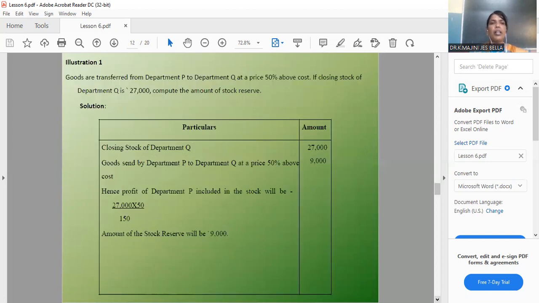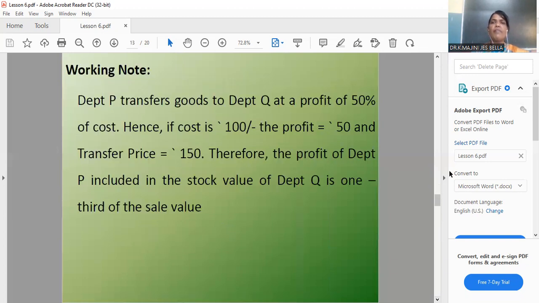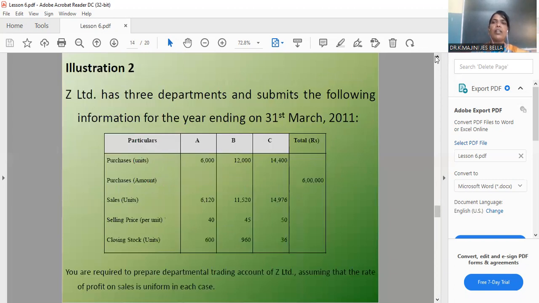Okay. I have given some illustrations. Listen carefully. The first illustration, I just want to read the question. Goods are transferred from Department P to Department Q at a price 50% above cost. If closing stock of Department Q is 27,000, compute the amount of stock reserve. We should compute the amount of stock reserve.